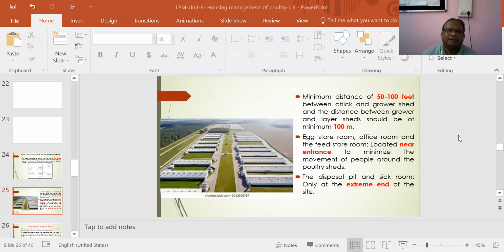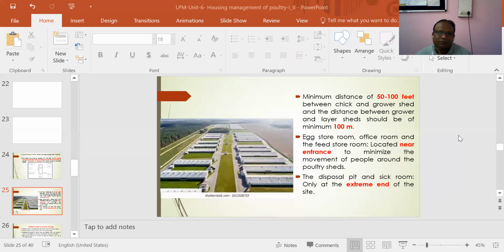The minimum distance between the brooder shed and the grower shed is 50 to 100 feet, and between the grower shed and the layer shed the distance should be 100 meters. The distance between the brooder shed and grower shed must be 50 to 100 feet, and between the grower shed and layer shed 100 meters.